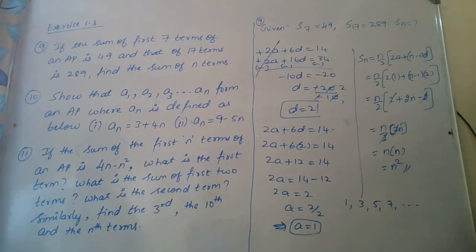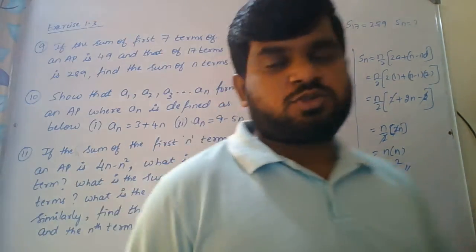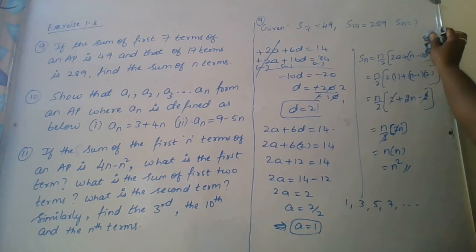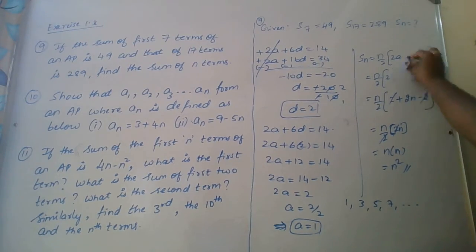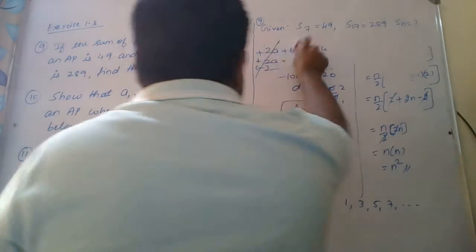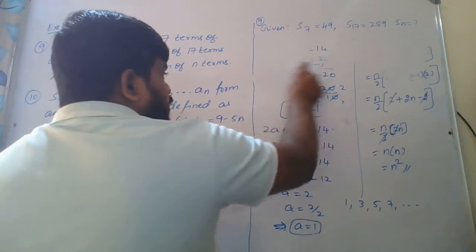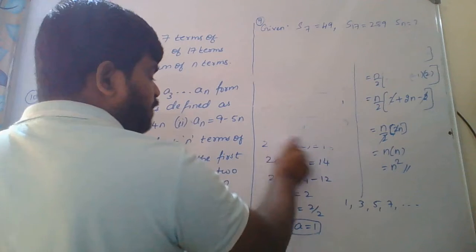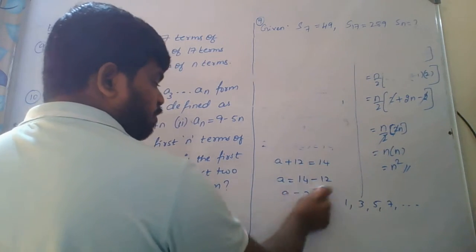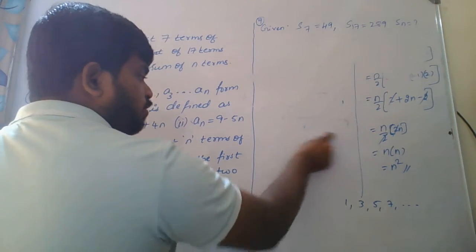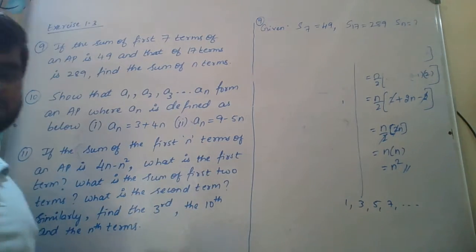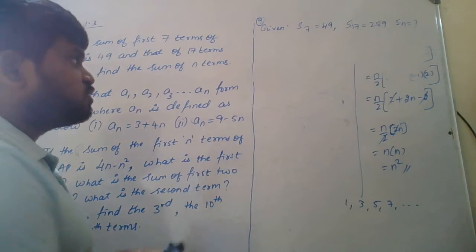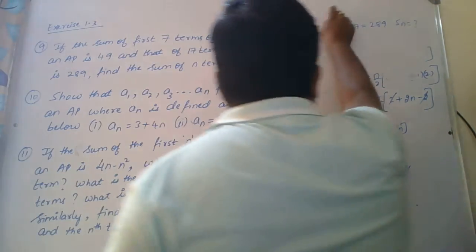The next problem is: show that a1, a2, a3, and so on up to an, where an is defined as so and so, forms an AP or not. We have to show that it is an AP. To show it is an AP, we have to check whether it has got a common difference or not. If it has got a common difference, then it is an AP. If not, then it is not an AP. So let's do that.